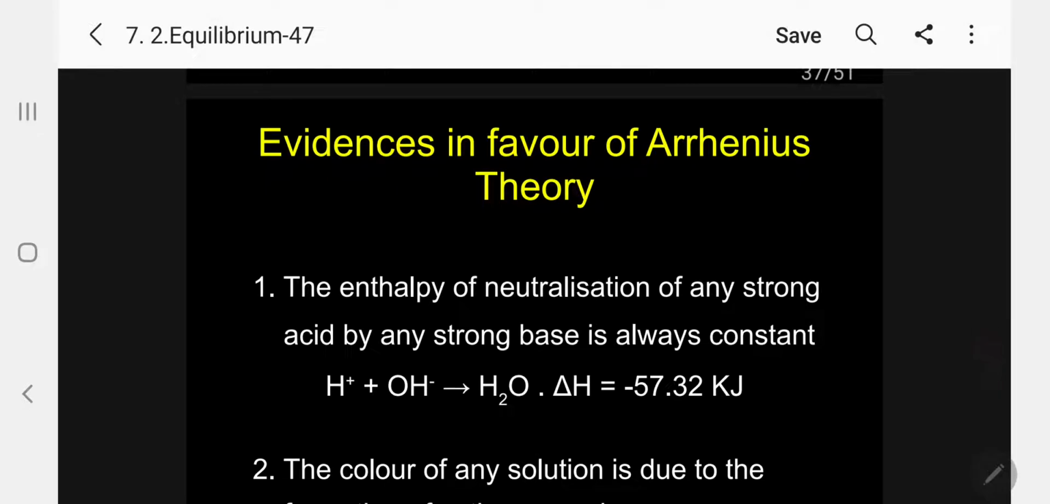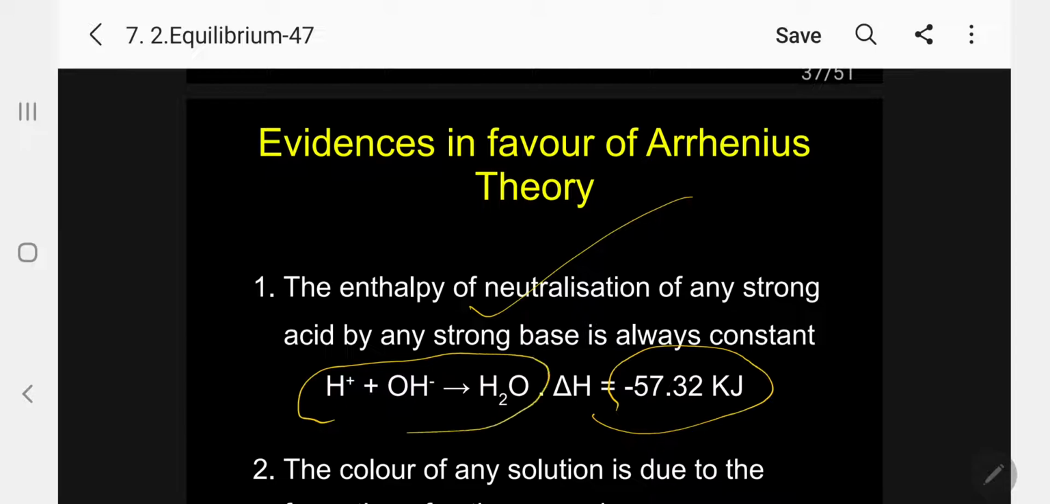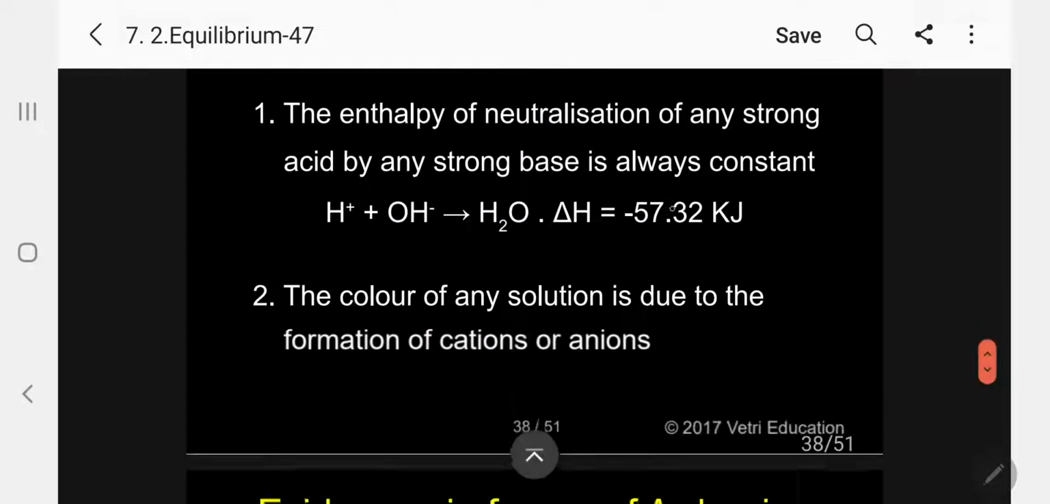Now, what are the evidences for this theory? A number of evidences I can give you. One important evidence, which we have seen under thermodynamics, is that the enthalpy of neutralization of any strong acid by a strong base is always constant. The value is minus 57.32 kilojoules, as we have discussed. Whatever the strong acid or strong base, the actual reaction taking place is between H plus and OH minus, so it is constant. This is evidence for ionic reactions, supporting the Arrhenius theory.